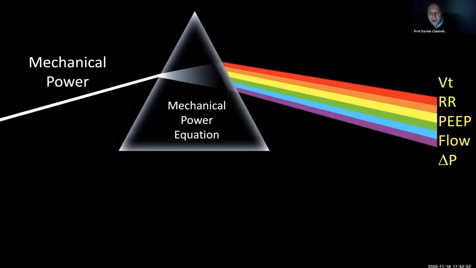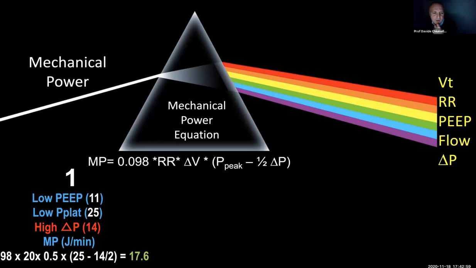So then when we look at putting all these elements together in the mechanical power, and we look at the equation for that, what you can see is that this is one case where there is a low PEEP, there is a lowish plateau, 25. Now, if you take into consideration a respiratory rate of 20 and 500 milliliters of tidal volume with a delta pressure of 14, we've got a mechanical power of 17.6 joules per minute.